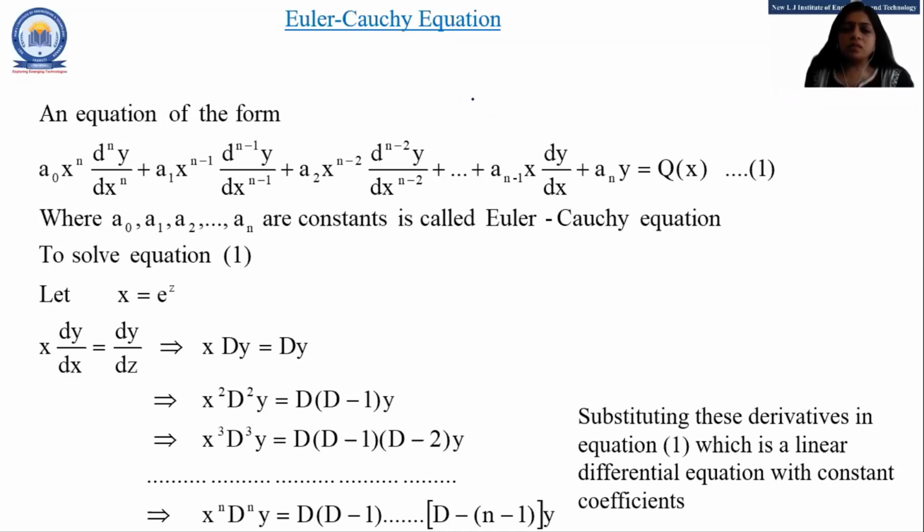Can anyone tell me what is the difference between this equation and the previous equation which we learned in our previous lectures? You can raise your hand, or you can give your answer in the chat box also. What is the difference between today's equation and the previous equation? That is the main thing when you solve an example in the exam.